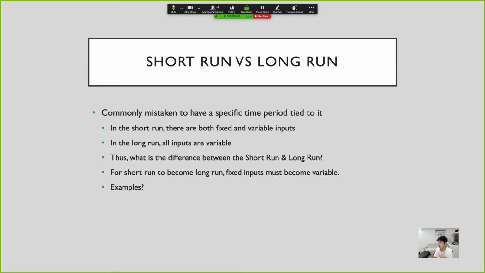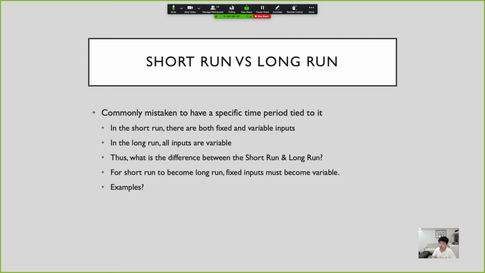Right. Finding this new venue takes time, because I need to find a new venue, number one. I need to actually do renovation, number two. I need to apply for licensing, number three. But the fact is that in the long run, I'm able to convert this fixed input into something that's variable. So in the long run, all inputs are actually variable.